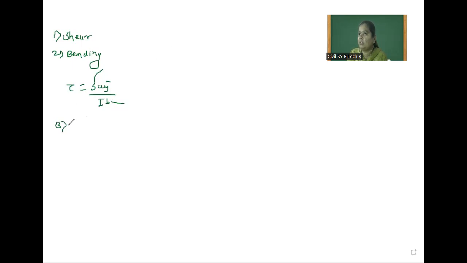After that, we discussed how to find shear stress in a rectangular section. Tau max is equal to 3 by 2 tau average, where tau average is force divided by area. S is the shear force and area is B into D. After that, we discussed the circular section, where the maximum shear stress is equal to 4 by 3 into tau average.